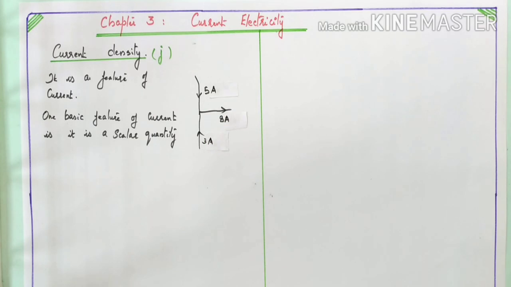Current density. Current density is an important feature of electric current. One basic feature of current is that it is a scalar quantity. But it has direction. What is the direction of current? The direction of current is from the positive terminal to the negative. If a conductor is connected to a battery, current flows from its positive to negative. So current has direction, but it is a scalar quantity. Do you know what the reason is?